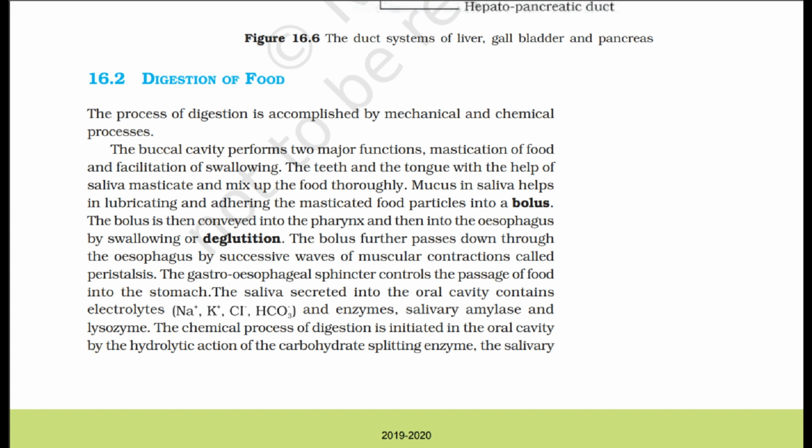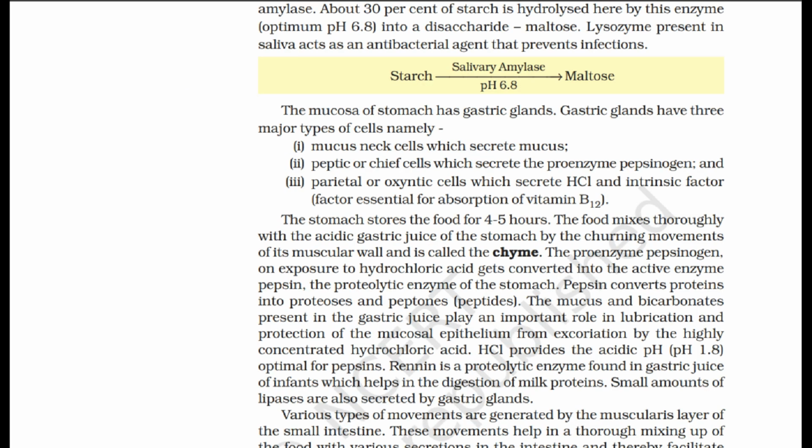The saliva secreted into the oral cavity contains electrolytes and enzymes, salivary amylase and lysozyme. The chemical process of digestion is initiated in the oral cavity by the hydrolytic action of the carbohydrate-splitting enzyme, salivary amylase. About 30% of starch is hydrolyzed here by this enzyme, optimum pH 6.8, into a disaccharide, maltose. Lysozyme present in saliva acts as an antibacterial agent that prevents infections. The starch is converted to maltose in the presence of salivary amylase at pH 6.8.